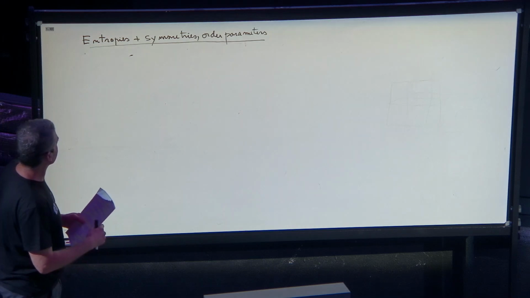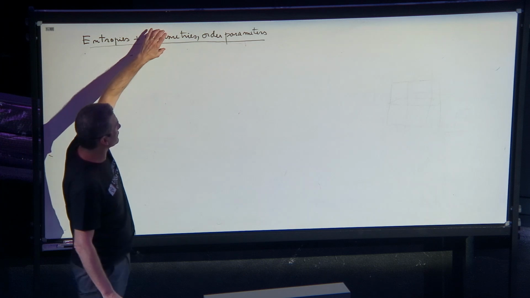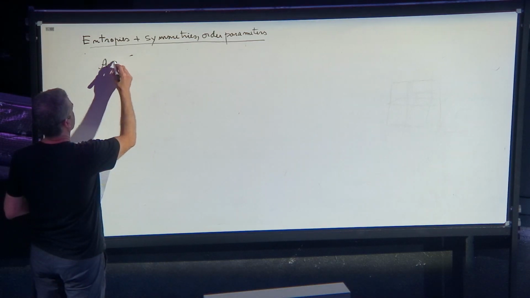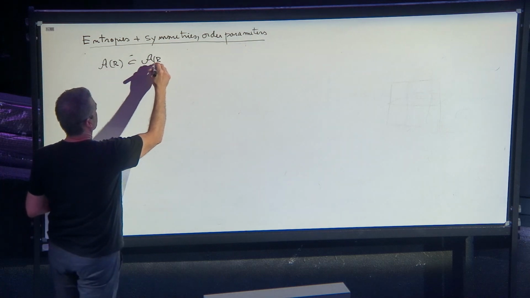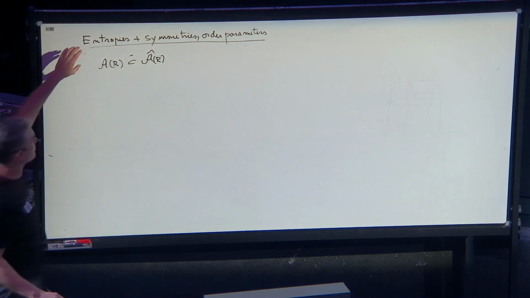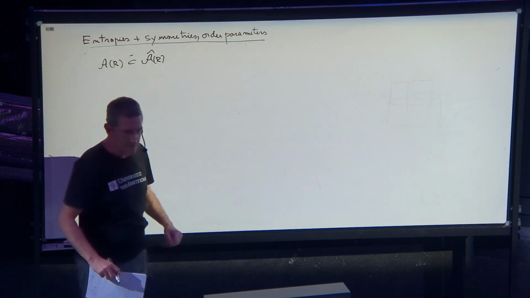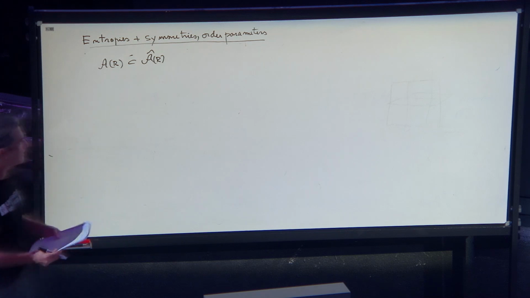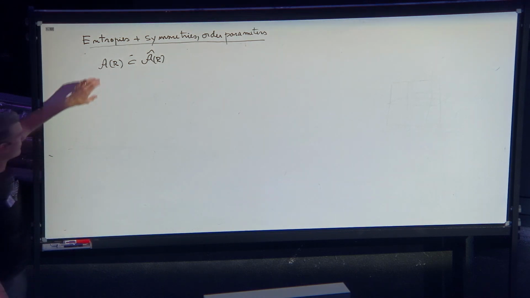Okay, this lecture is about entropies and symmetries. I have talked about symmetries, and about these two algebras for the same region that are related to symmetries. Now I want to talk about entropies in this context and how they can be used as order parameters for symmetries.